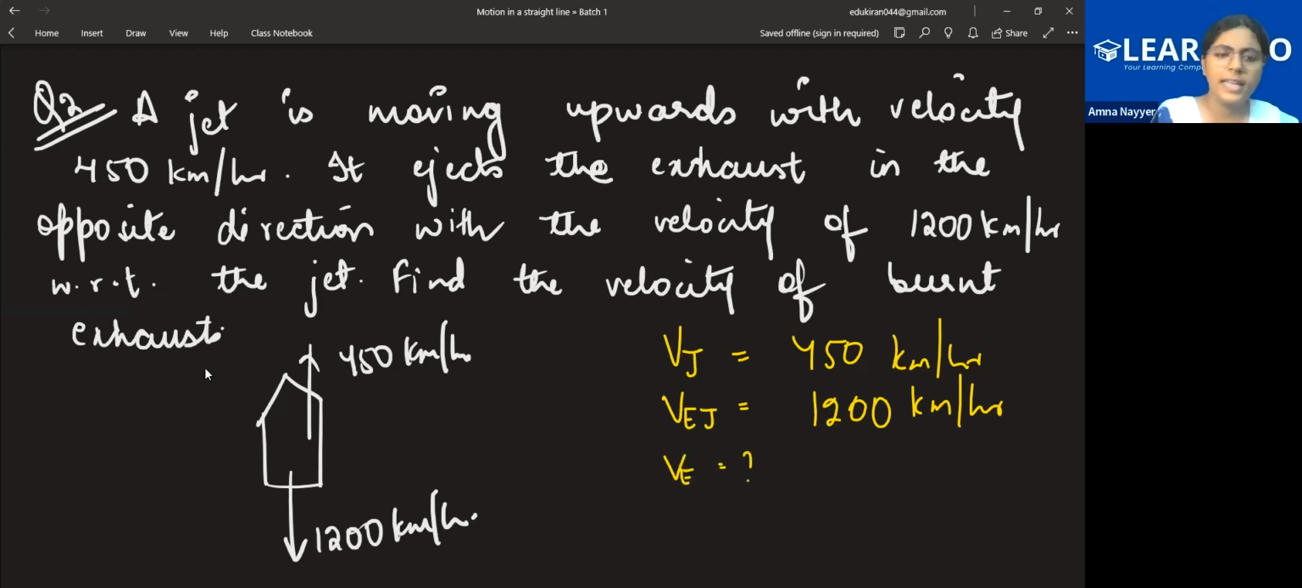Again, let us choose one direction as positive, the other as negative. Let's choose up as negative and downwards as positive. Firstly, sign convention is very important in relative velocity.